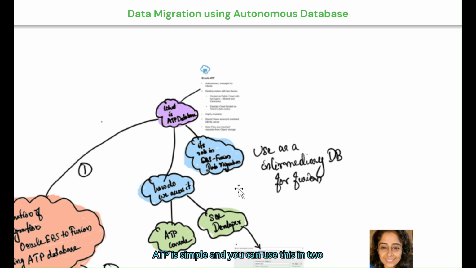Accessing ATP is simple and you can use this in two ways: via Oracle ATP console or via SQL Developer, where you can connect using your wallet and perform DDL, DML operations, loading staging tables and validating your data.